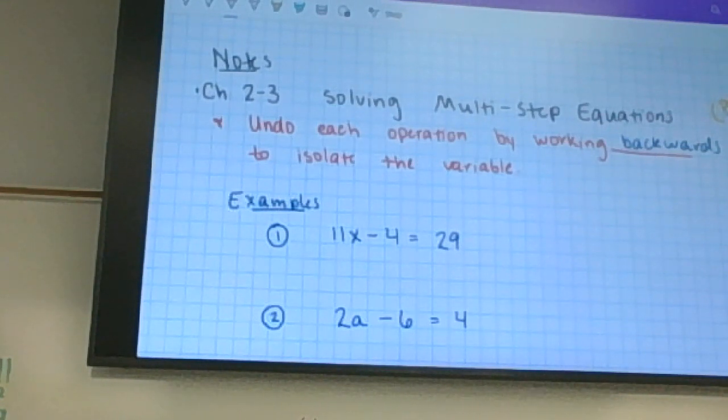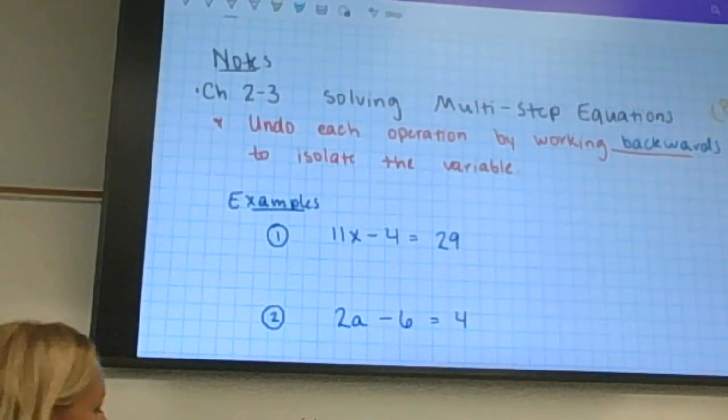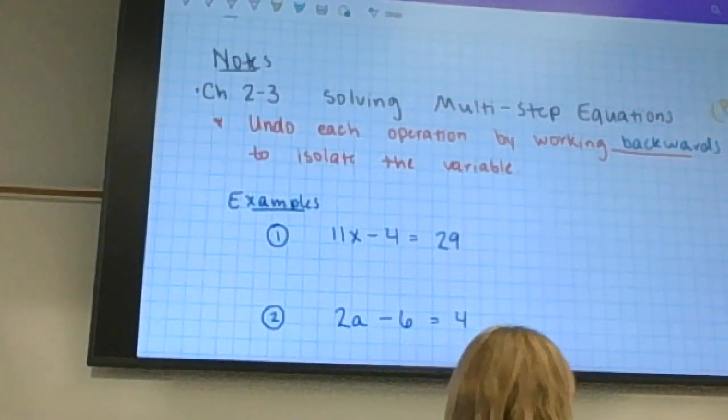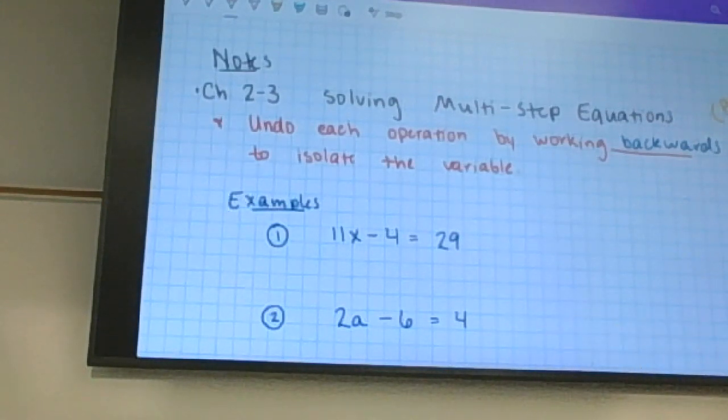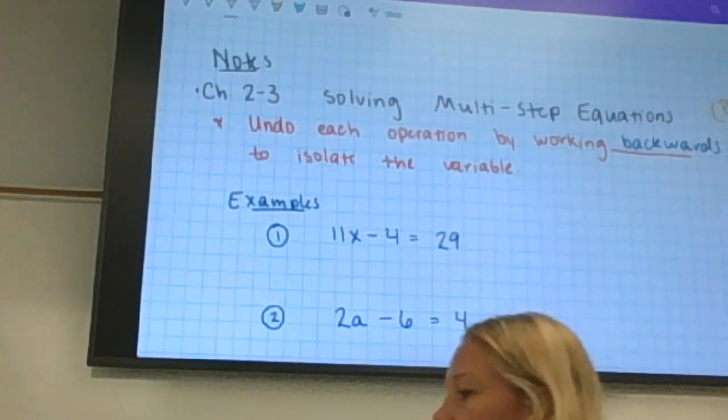So normally when you're simplifying an expression, you do PEMDAS. That's your order of operations. Well, when you're doing opposite operations to cancel values out, you do the backwards PEMDAS. So you generally start by undoing addition and subtraction first.